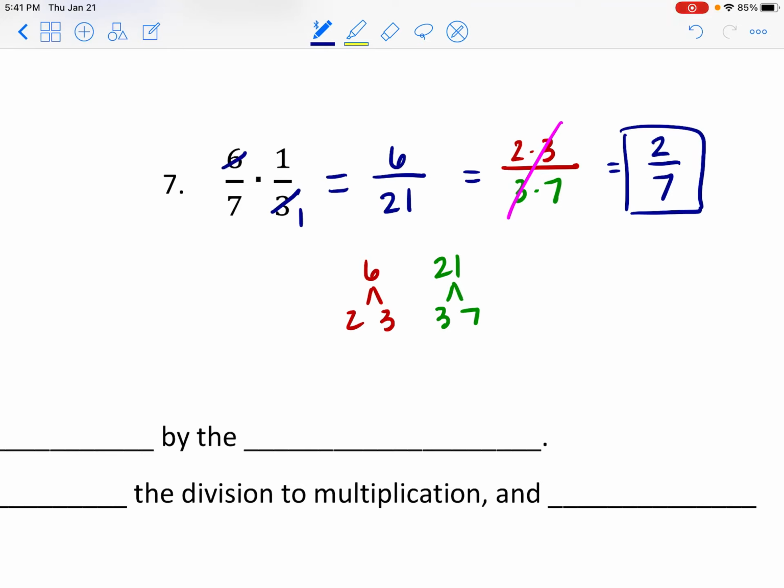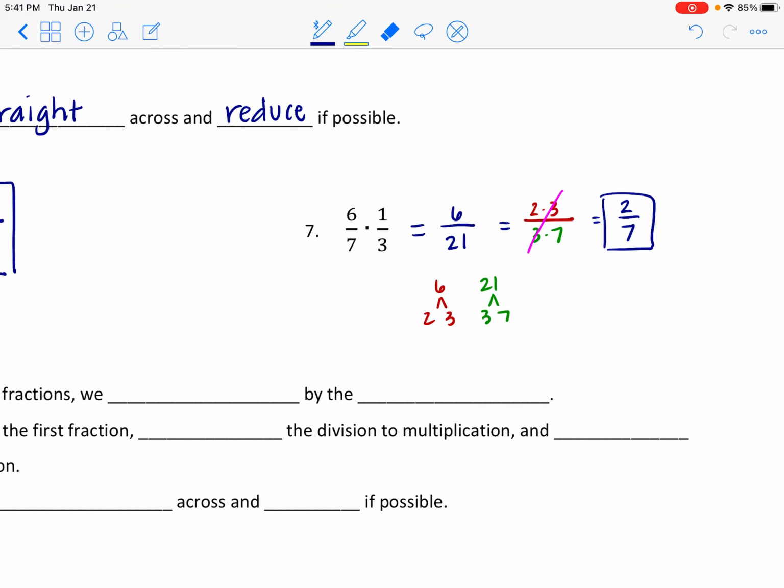So 3 would go in here once and in here twice, and then multiplying straight across we get 2, and multiplying straight across we get 7. Same answer, but if you're not so comfortable, feel free to do some of these things the long way. Okay? Up to you and your comfort level.